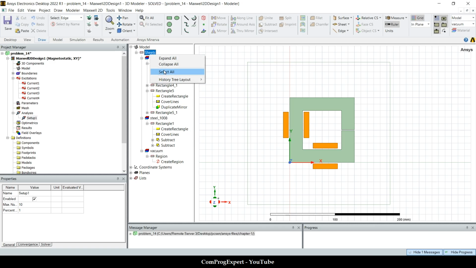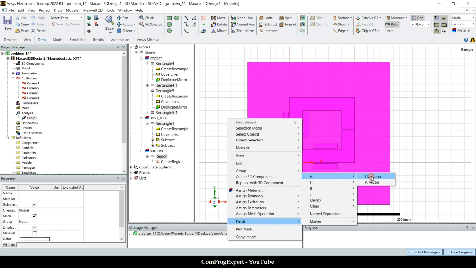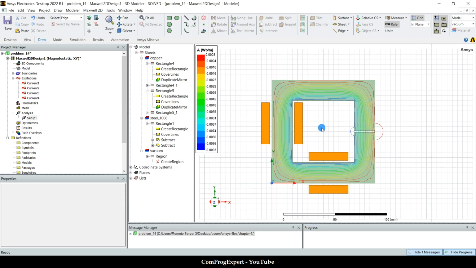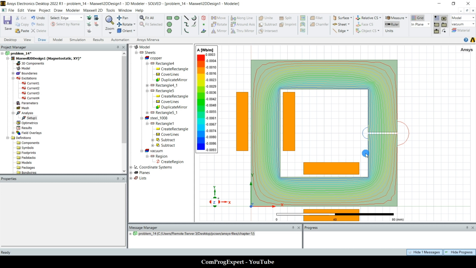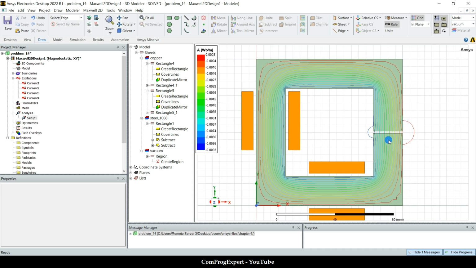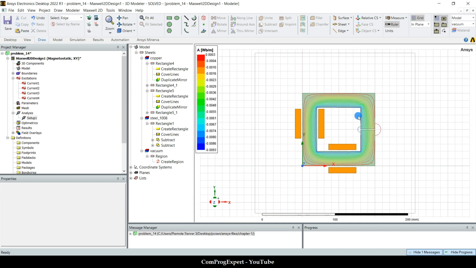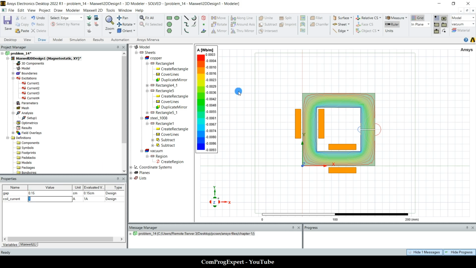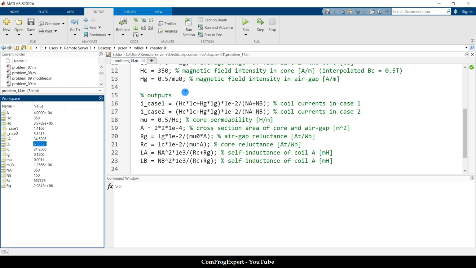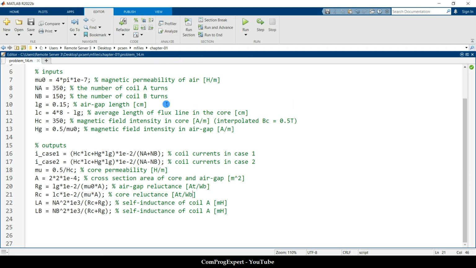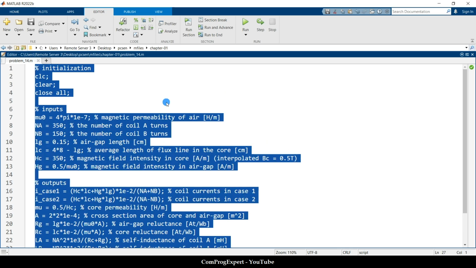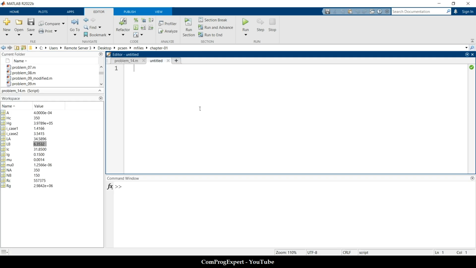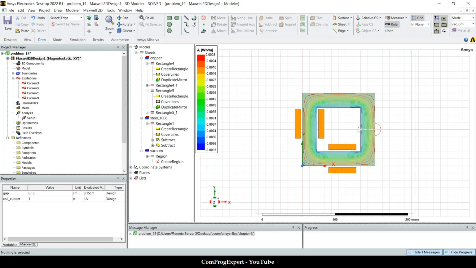Now we can plot the flux lines. Okay, the flux lines that we have here is in air gap and the core. So this is for this level of the excitation. Now we are going to calculate the quantities for the material that we considered in ANSYS Maxwell.